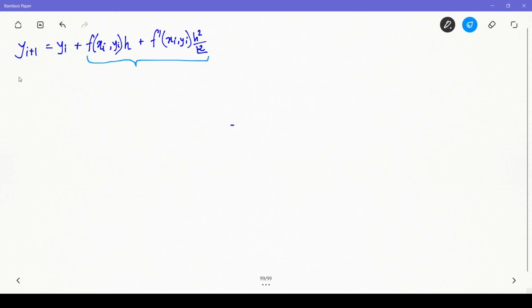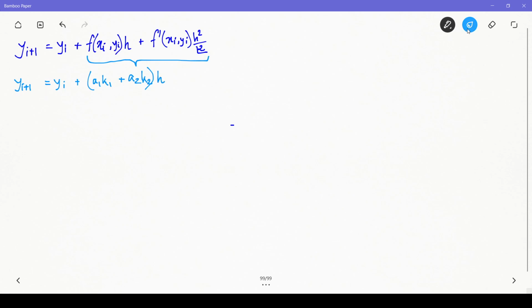Okay, so let me write the whole equation, the full compact form of the equation, which is y sub i plus 1 equals y sub i plus a1 k1. So this is one of the slope values multiplied by its weight, plus a2 k2. Okay, and that's the second slope value multiplied by its corresponding weight, times h.